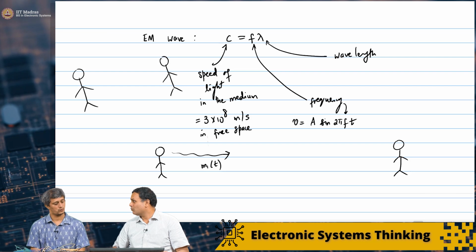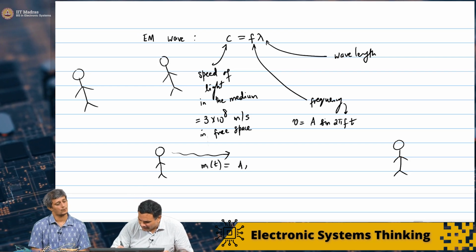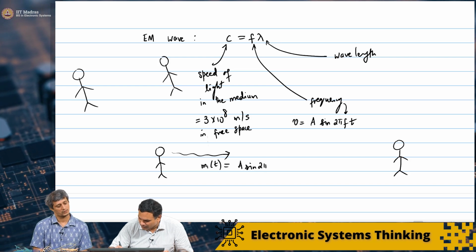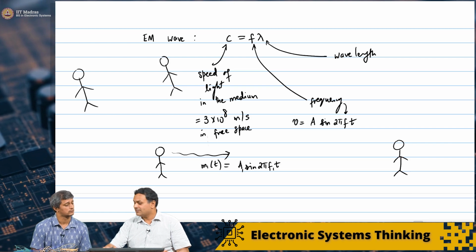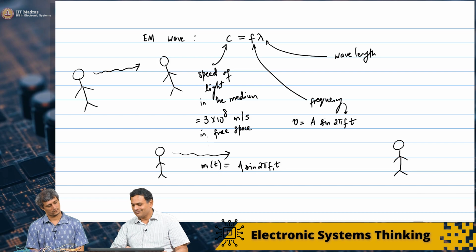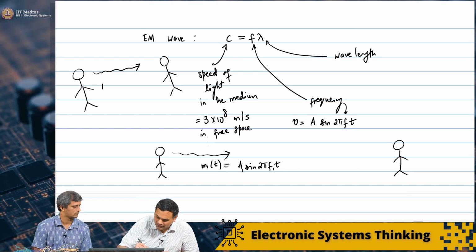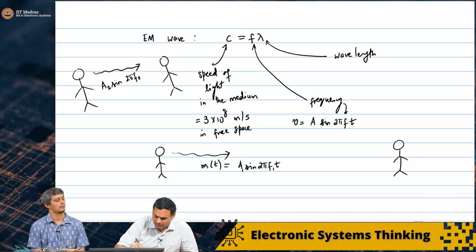I'm going to say this is M1 of t. Let us say this is A1 sine 2 pi f1 t, and this person is trying to receive it. And this person is trying to send another signal, which I'll call A2 sine 2 pi f2 t.